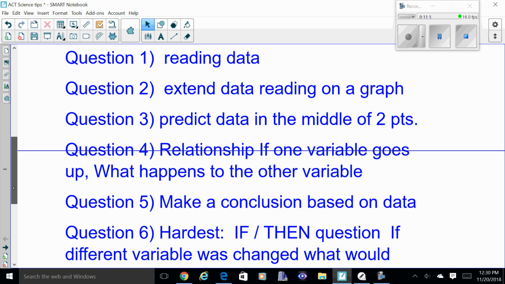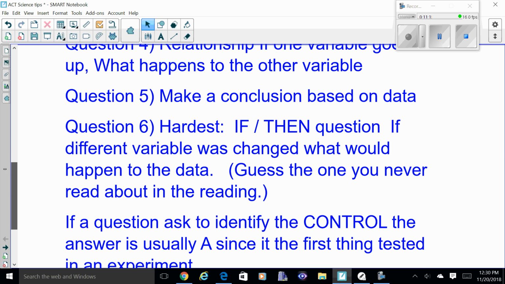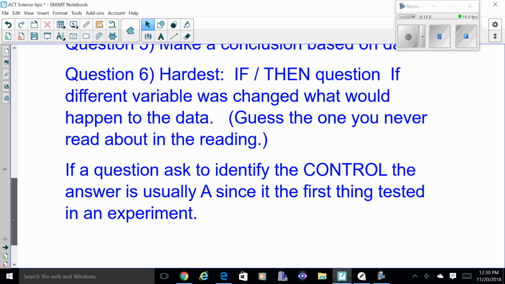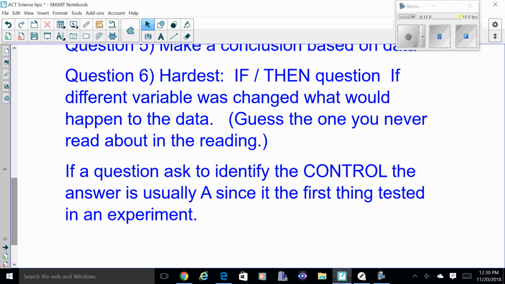Now, here's one little trick before I leave. If they ask you to identify the control, the answer is usually A, since it's the first thing being tested. Okay, so once again, if they ever ask for the control, go ahead and write down A. It usually is the right answer because it's the first thing that's tested.